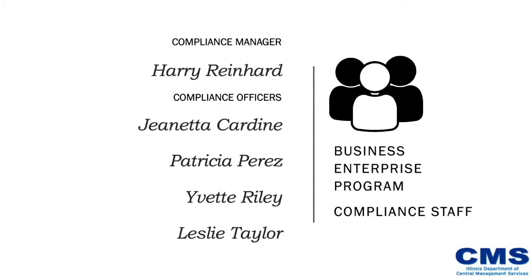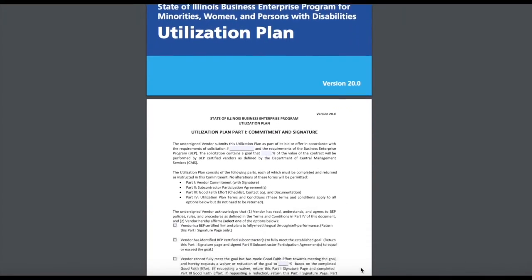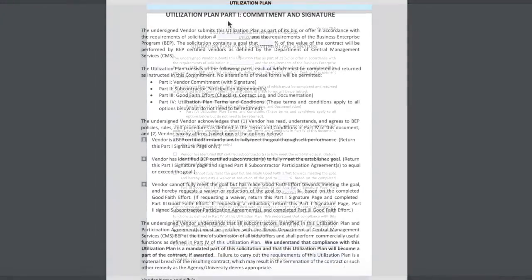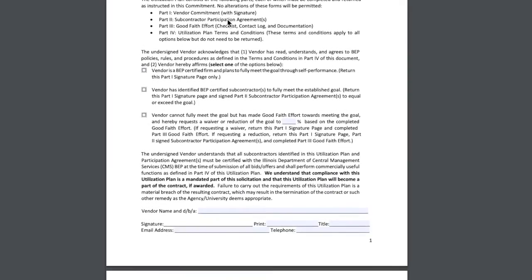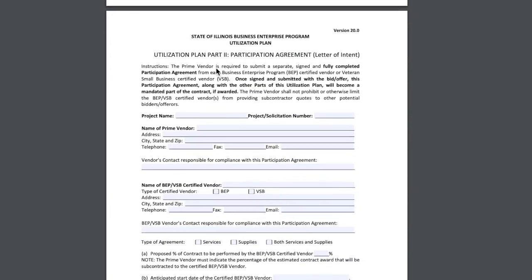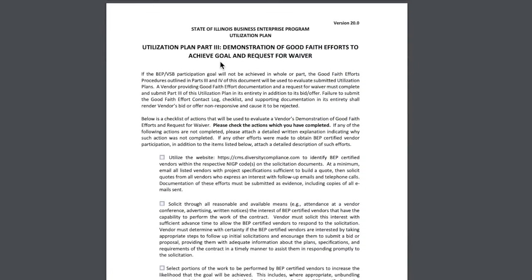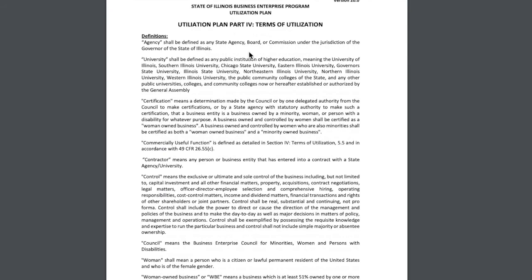Now, let's jump in. This is the State of Illinois' Business Enterprise Program's most current utilization plan, version 20.0. If you scroll down, you'll notice that the plan follows a sequential order. Part 1, the vendor commitment. Part 2, subcontractor participation agreement. Part 3, good faith efforts. And Part 4, terms and conditions.